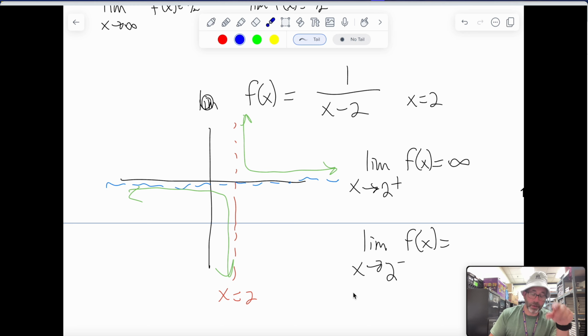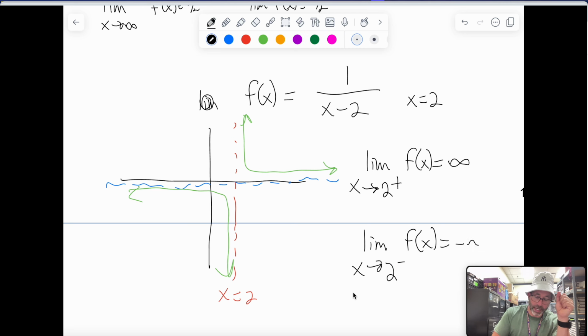Versus when we look at the other one, where it says as x approaches 2 from the left. As I come in from the left and approach this value, my graph is going down. That tells us that my graph is approaching negative infinity. So I'm giving you a heads up. This is going to be an extra credit question on your quiz, okay?